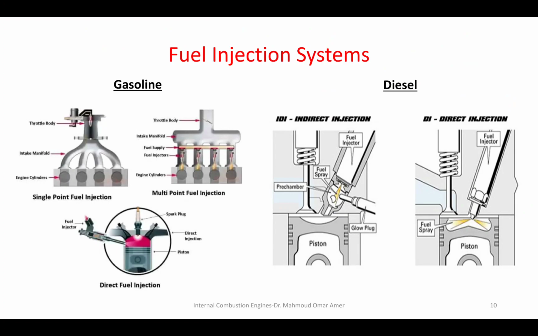How does the flow in the indirect injection engine happen? During compression, air is compressed inside the main chamber. So where does it go? It moves through this orifice that connects between the main chamber and the pre-chamber, and enters the pre-chamber. The orifice is a very small passage. So what does it do to the flow passing through it? It increases its speed. So a jet of air enters the pre-chamber, and the pre-chamber is circular shaped.